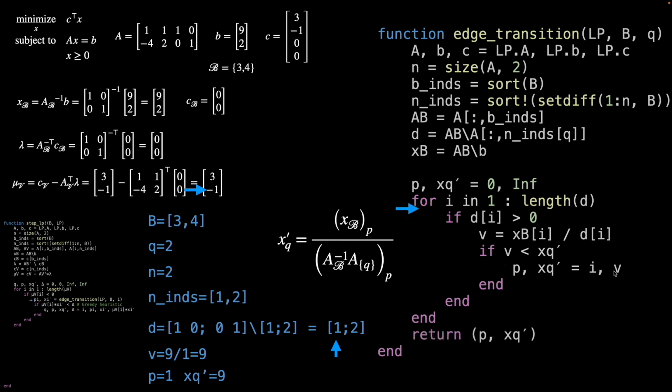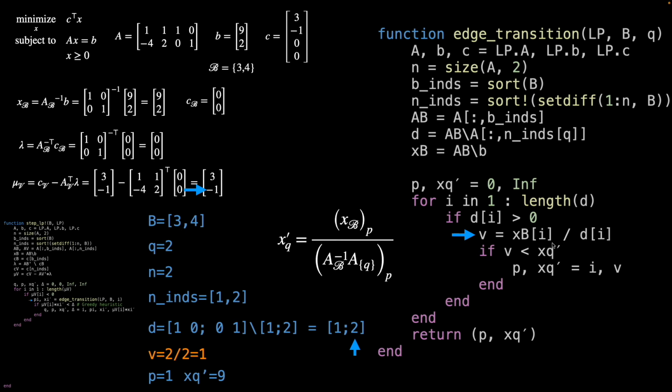We're then going to continue in this for loop for the next step. So now we're looking at the second component of D. Is that greater than 0? Yes, it is. Let's compute the value for it, which is now the second component of X basis, which is 2, divided by the second component of D, which is also 2.